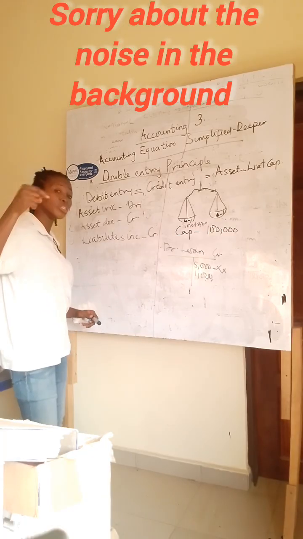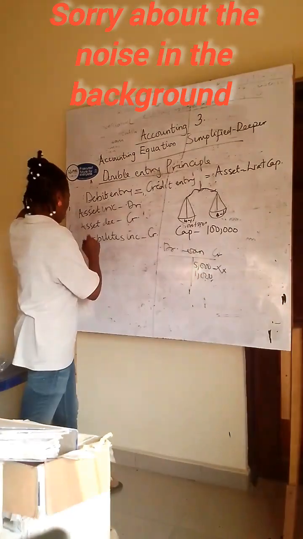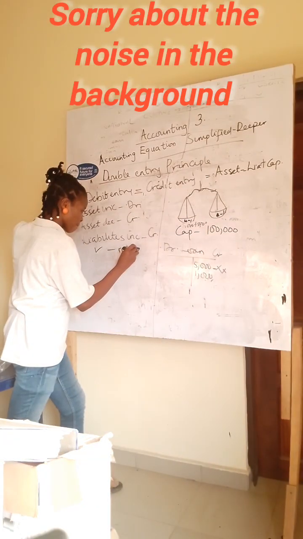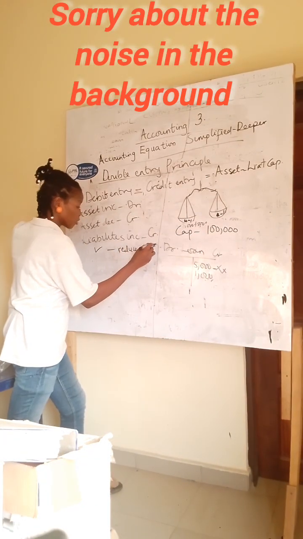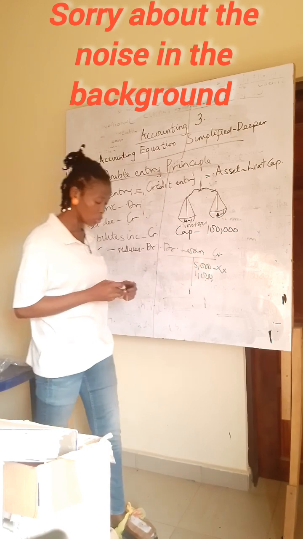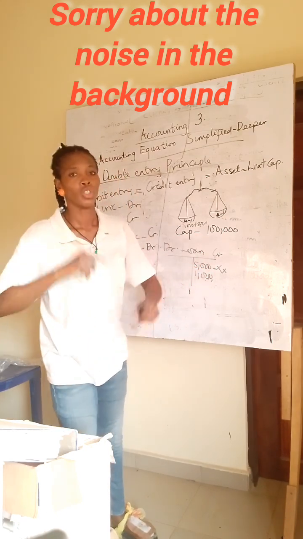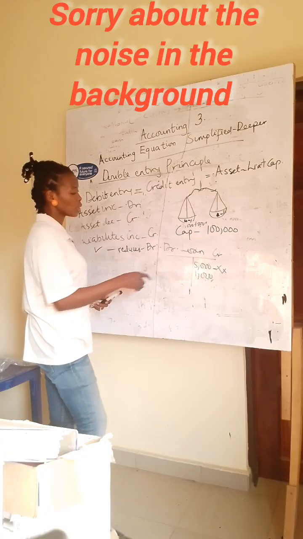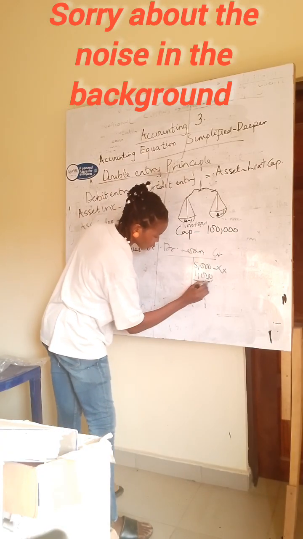Now, when your liability reduces, you're going to do the reverse. You're going to debit that account. So let's assume at this stage our liability was 6,000 naira, right?